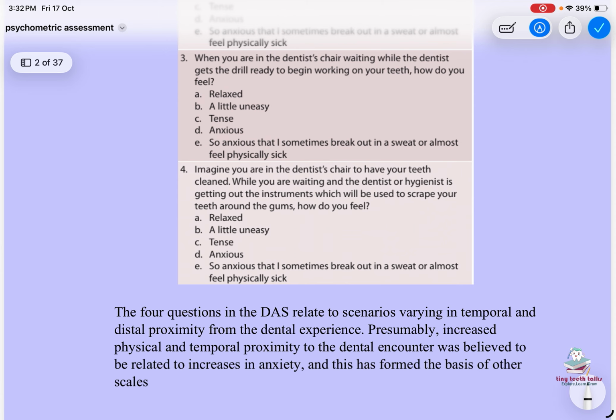All come with five options: relaxed, a little uneasy, tense, anxious and so anxious. The four questions in the Dental Anxiety Scale relate to scenarios varying in temporal and distal proximity from the dental experience. Presumably, increased physical and temporal proximity to the dental encounter was believed to be related to increased anxiety, and this has formed the basis of other scales.